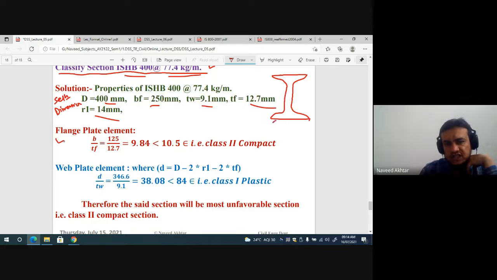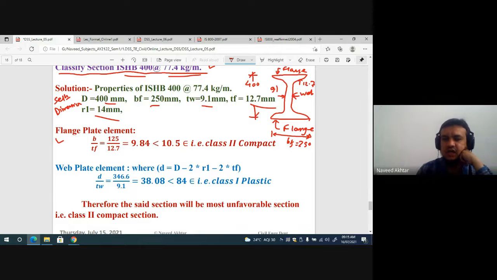So these two portions are the flange elements. These are the flanges, and this one is the web. So in the cross section dimensions, you can see the width of flange is given here, that is 250, and the overall depth of the section is given as 400. Again, the thickness of web is given, it is 9.1 mm, and the thickness of flange is given as 12.7 mm. Okay, all these values are given.